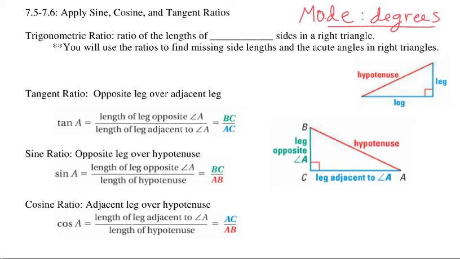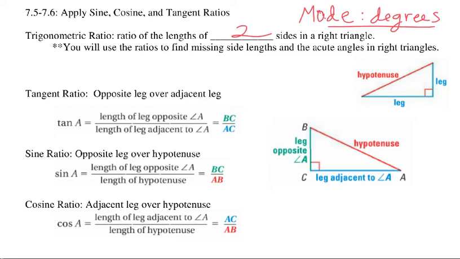We're going to be talking about trigonometric ratios, so trig ratios for short. So it's the ratio of the lengths of 2 sides in a right triangle. So a ratio, remember, is a fraction we can set up and we can reduce that fraction. So we're going to be using these ratios to find the missing side lengths, or we could be using it to find the acute angles themselves, so not the right angle, but the other 2 angles in our triangle. There are 3 of them.